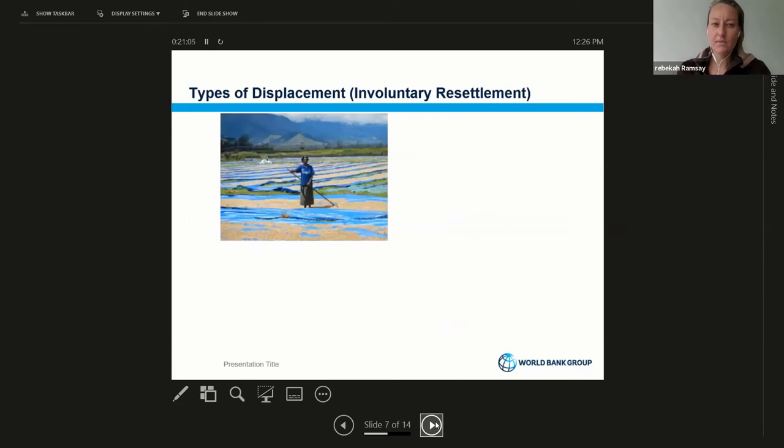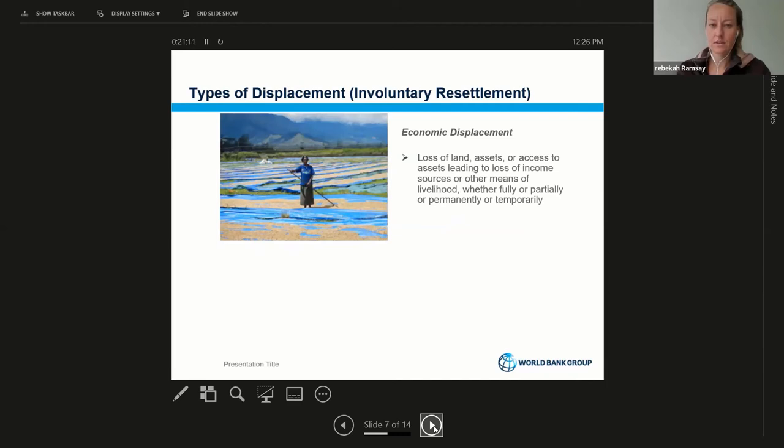Let's now just have a little talk about types of displacement. So when a project is looking to use someone's land, either they're looking to lease the land, they're looking to acquire the land, or they're looking to temporarily lease the land, all of these things can be either temporary or permanent. There are two different types of displacement that can occur. So the first type is called economic displacement.